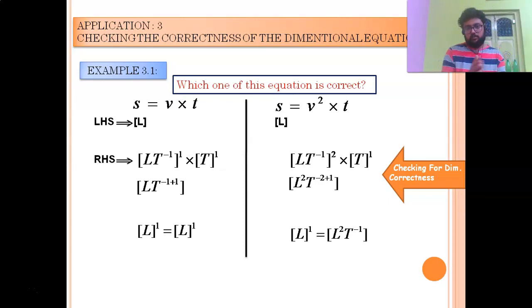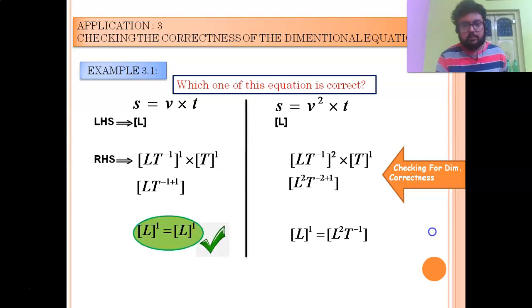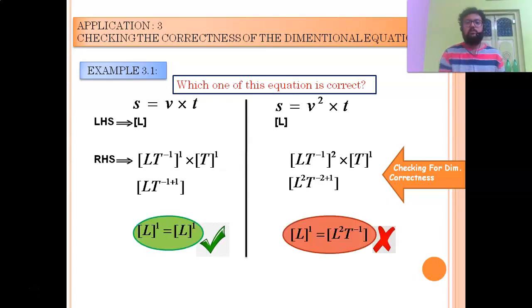So according to the principle of homogeneity we can say the first one is correct and the second one is wrong, because the left hand side dimension is equal to the right hand side dimension for the first one, but for the next one it is not. Let us do another example.